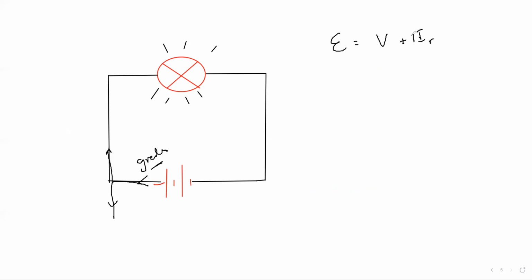So if the current in the circuit increases, if you draw too much current, what will happen? The internal voltage will increase. EMF is constant, so if internal voltage is increasing, external voltage will decrease. So if you draw too much current out from the battery, the headlights will become dim.